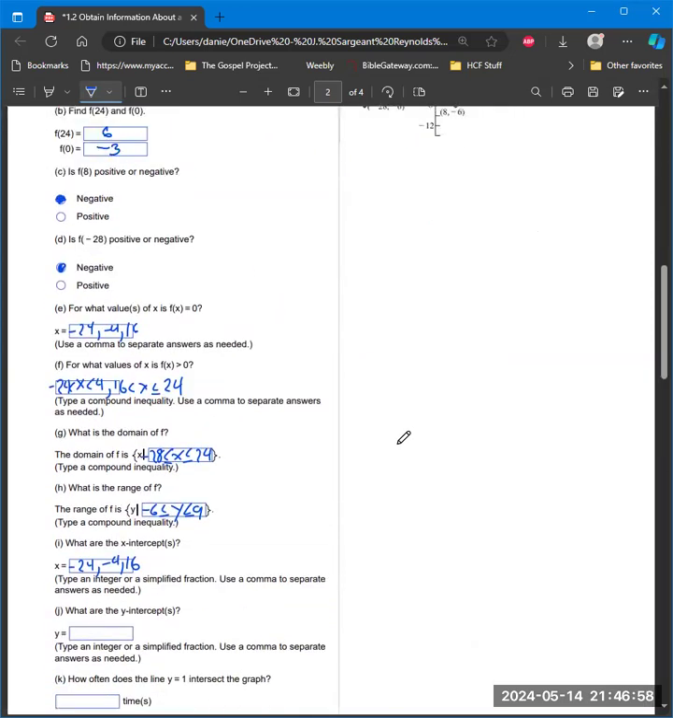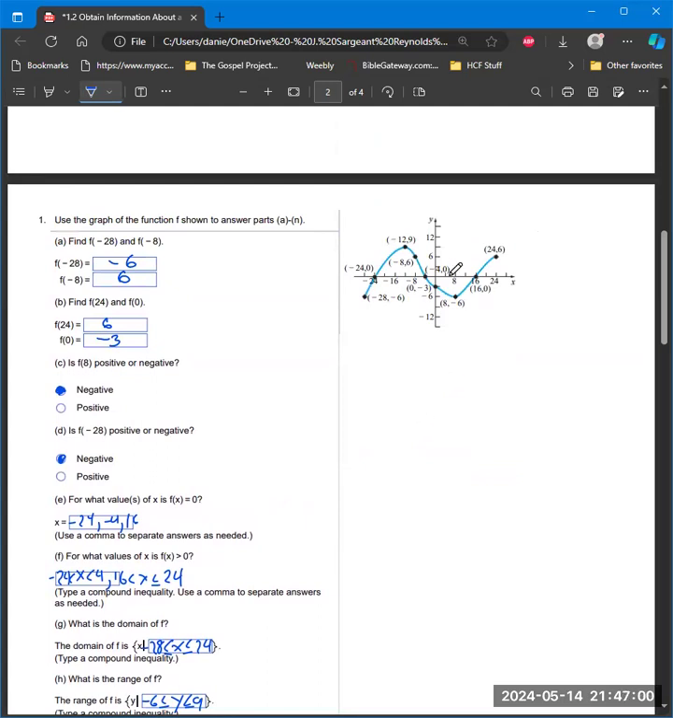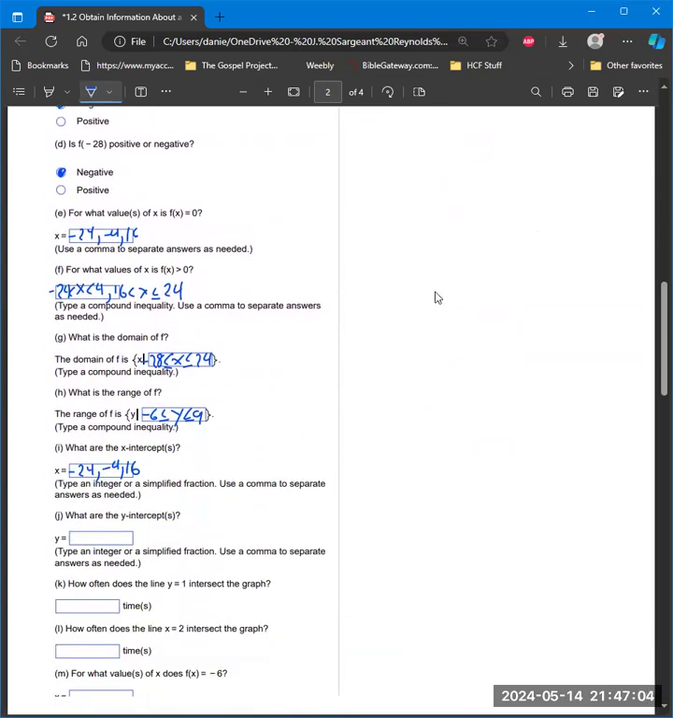What are the y-intercepts? Negative 3 on y is where it crosses the y-axis, so they just want y equals negative 3. Typically, when we talk about intercepts, we want ordered pairs, so be careful to read your instructions to see if it wants an integer or fraction separated by commas. That means it just wants the x-coordinate or the y-coordinate here. If it says that it wants an ordered pair, you need to answer with an ordered pair.